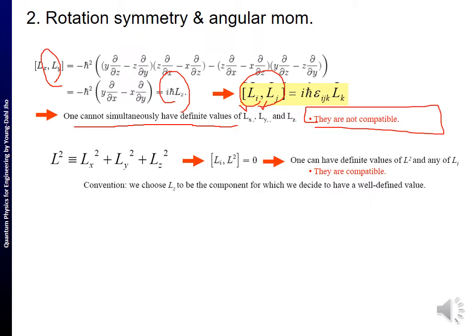Now, on the other hand, if we consider L square, then [Li, L square], their commutation is 0. Then one can have definite values of L square and Li at the same time. Then we can call them compatible.